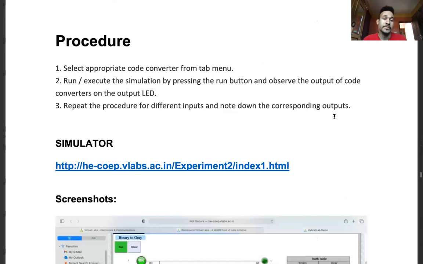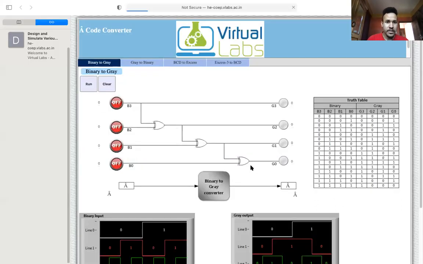Now here comes the procedure. Starting with the appropriate code converter from the tab menu, we execute the simulation by pressing the run button and observe the outputs of the code converters on the output LED. We repeat the procedure for different inputs and note down the corresponding outputs. Let's check whether the truth table verifies it or not. So I'm going to take you to the simulator where I did the virtual lab experiment.